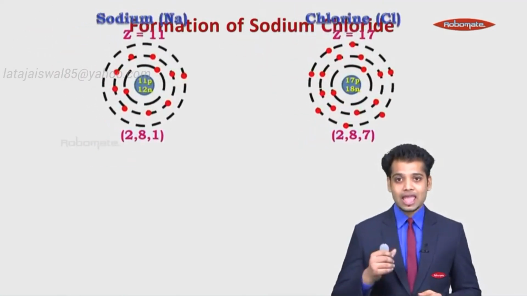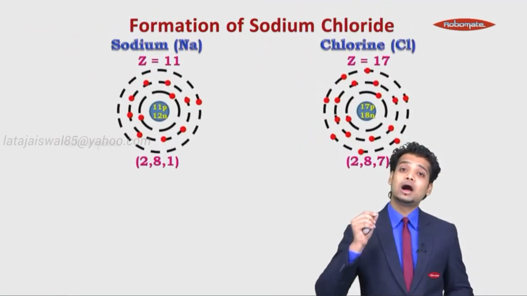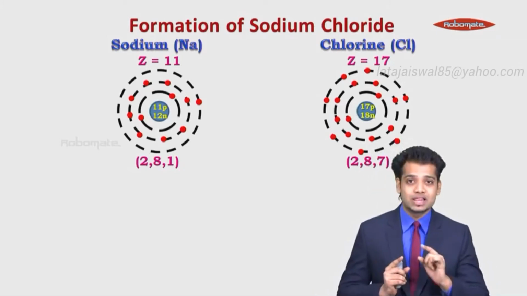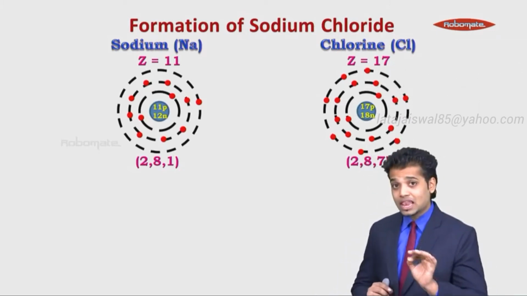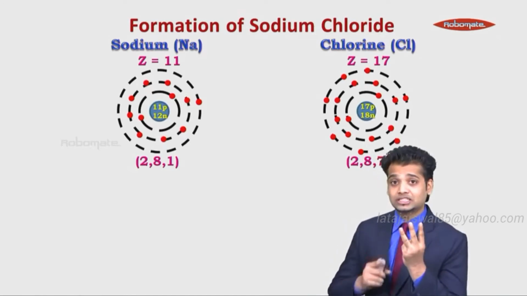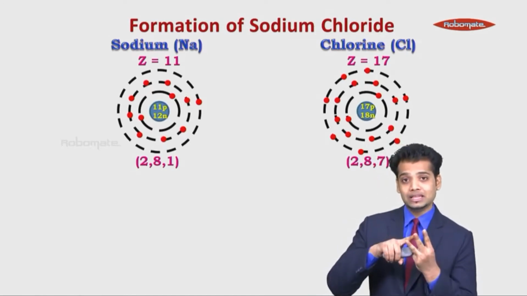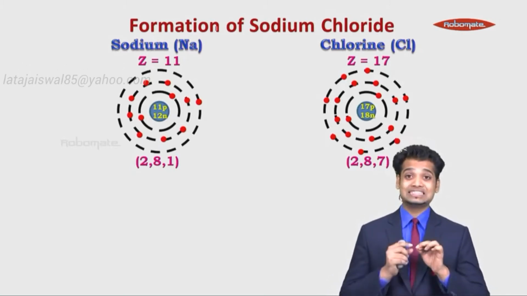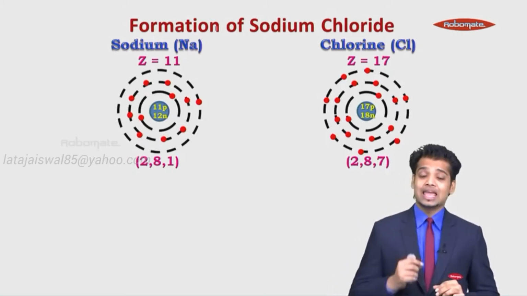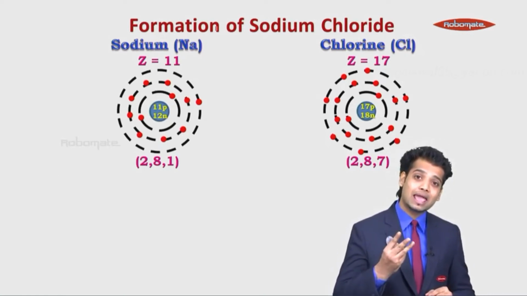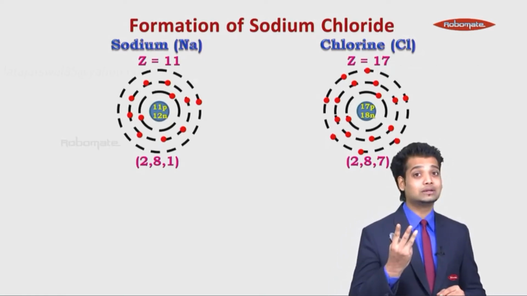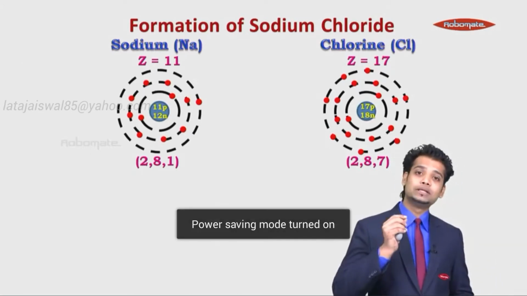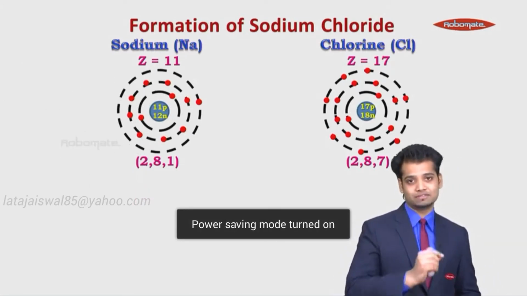Let's start. Na, atomic number 11, meaning it has 11 protons and 11 electrons. Those 11 electrons are divided into 3 shells: 2, 8, 1. Whereas chlorine has atomic number 17, and it is divided into K, L and M. K's capacity is 2, L capacity is 8. The remaining 7 go in M, forming 2, 8, 7.